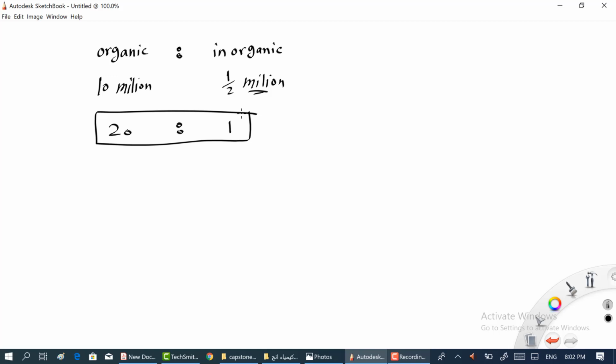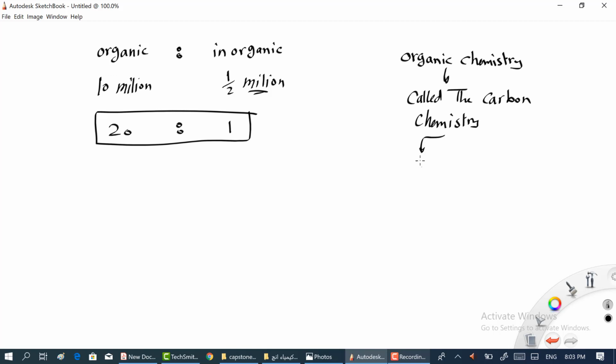طيب, we'll find the organic compound. What's meant by the organic compound? Or organic chemistry is called the chemistry of the carbon, or the carbon chemistry, since it mainly consists of carbon and hydrogen, mainly from carbon.